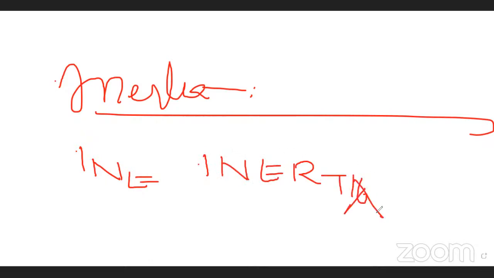That property is known as inertia. Unless an external force acts on an object, it can't change its physical state. There are three physical states of an object.